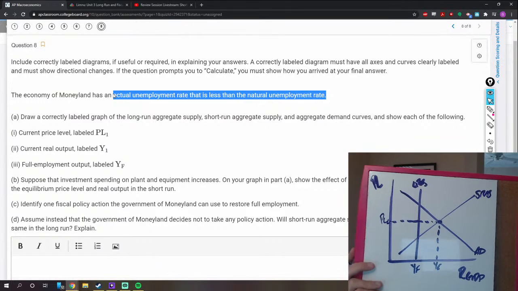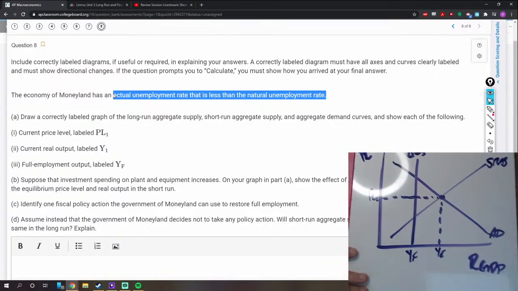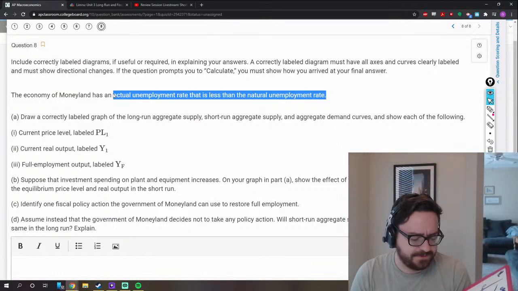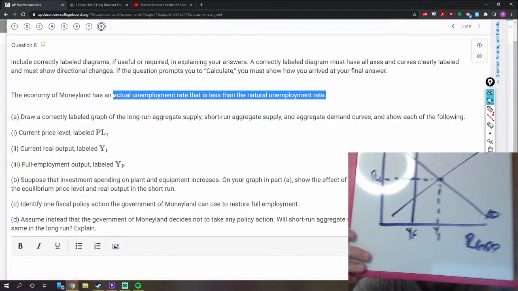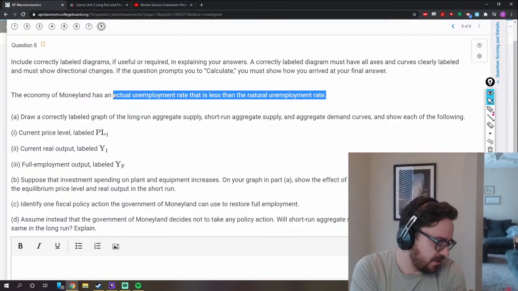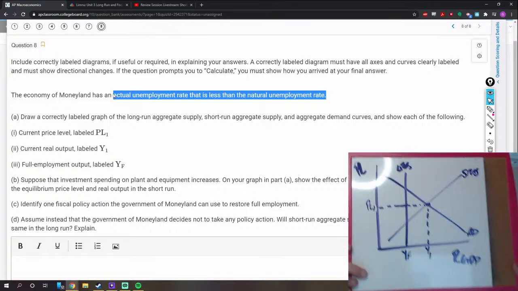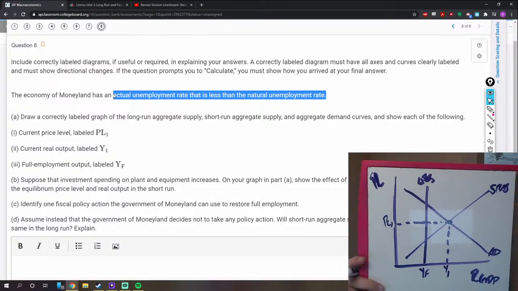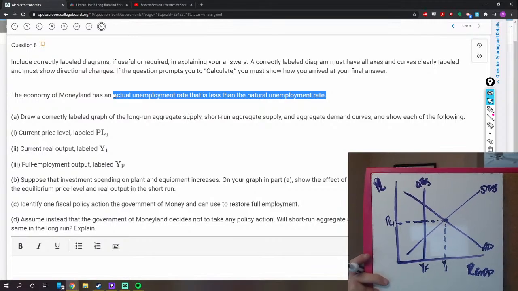There is that drawing. That's a good looking drawing. So yeah, my current level projection, YE, which I should actually say current real output, they said here to label as Y1, which I'll fix. There we go. Oh, and PL1. Sorry, question. You told me what to label it. I should have labeled it that way. There we go. Y1 and PL1 are my current output and my current price level. And then YF is my full employment level.